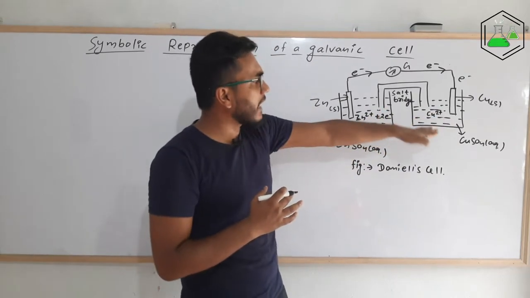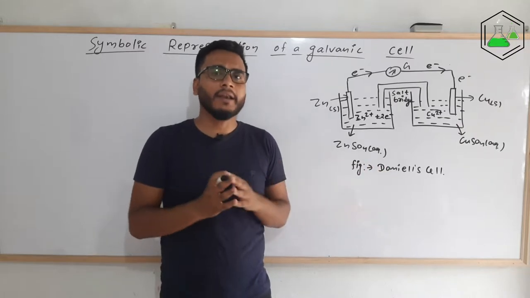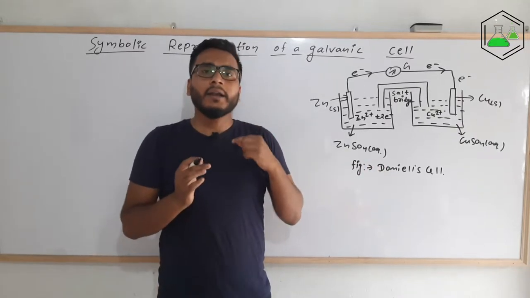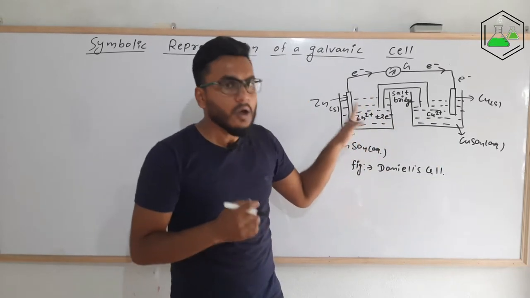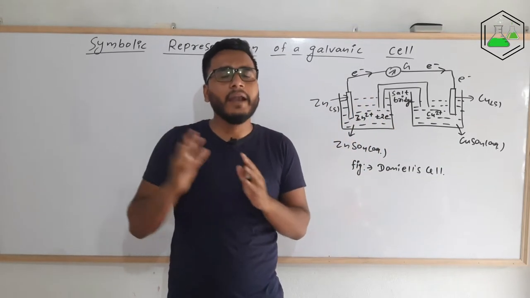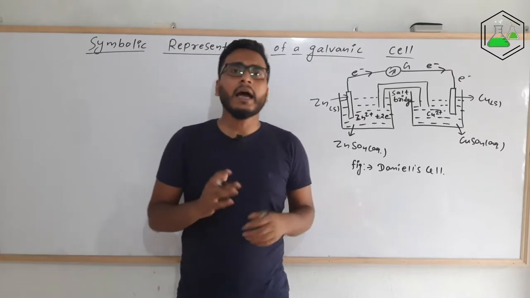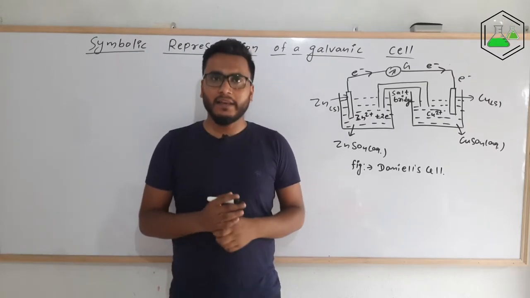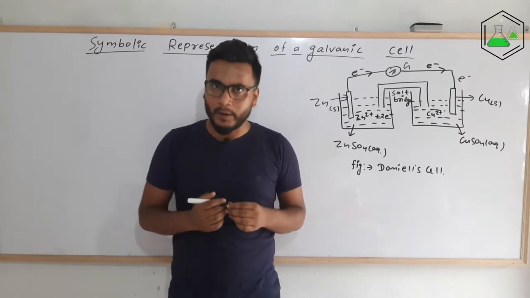Now by seeing the diagram, we can understand it properly. But how to write it in cell notation? So that if we see that once, we can understand what is going on over here, what kind of figure it might have, and we can have every knowledge about that. So now let's understand how to write the cell notation for a galvanic cell. There are some steps that we need to follow. Let's see them one by one.